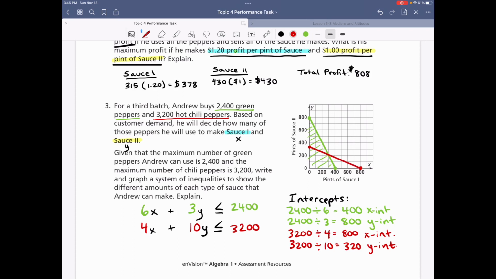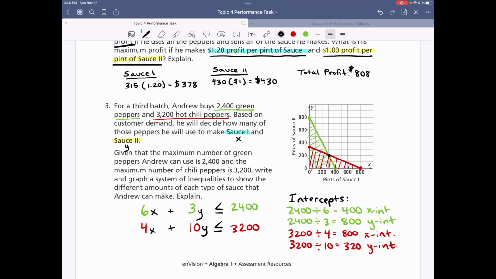It's like New Mexico, we have Christmas, right? So shading below where we have Christmas is going to be the region where he can use both peppers and make his sauces. So that would be the solution.